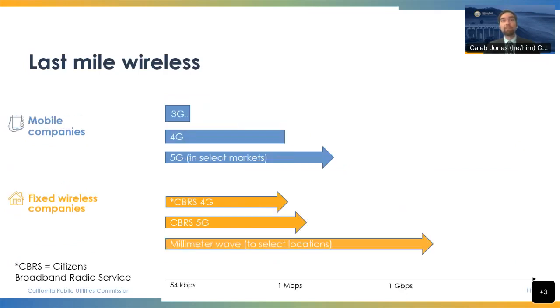Now, let's talk about the last mile wireless market. This is important not only for understanding what's happening in the market generally, but also because many community networks will find that they are competing to some extent with a last mile wireless provider.